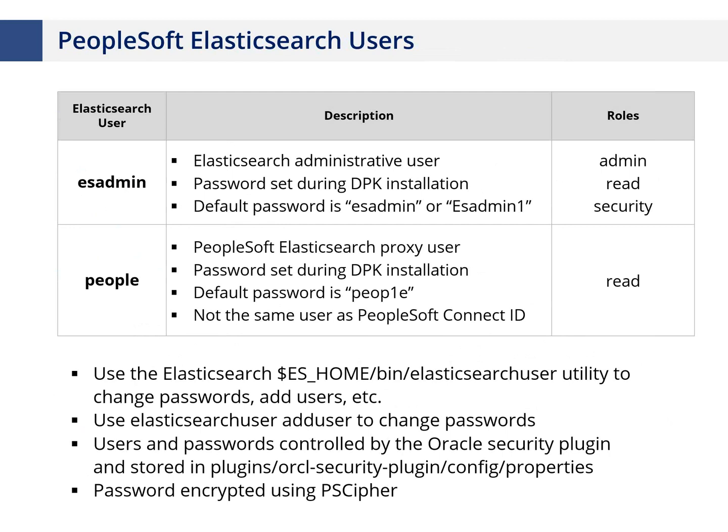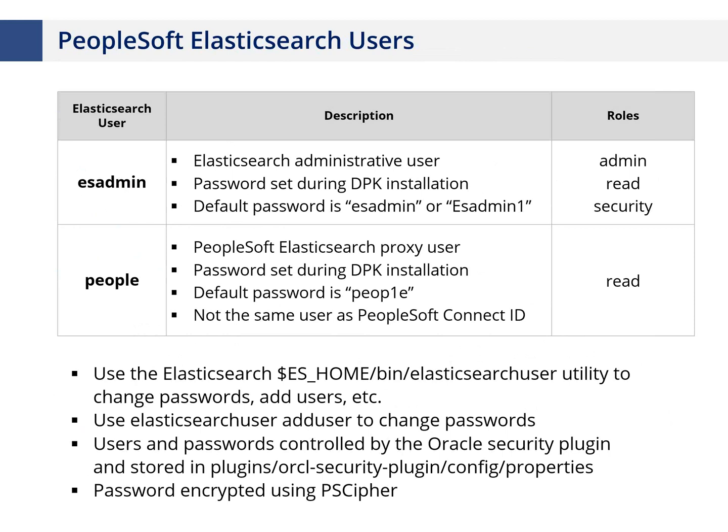So the key here is the ESAdmin has full security privileges, has full admin privileges, and has full read permissions on all the data. The people user is really what PeopleSoft is using to connect and do things, to pull some of the data. That's considered the Elasticsearch proxy user. That only has read permissions. So when data is put in, when PeopleSoft is administering the environment, it's using ESAdmin. For other tasks, it's actually using the people user.